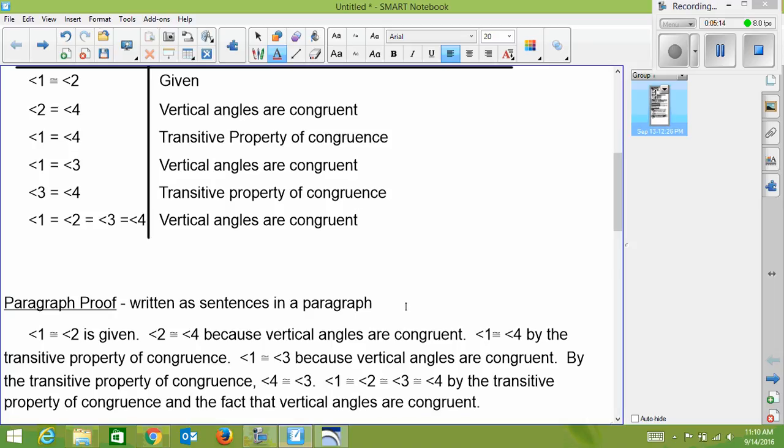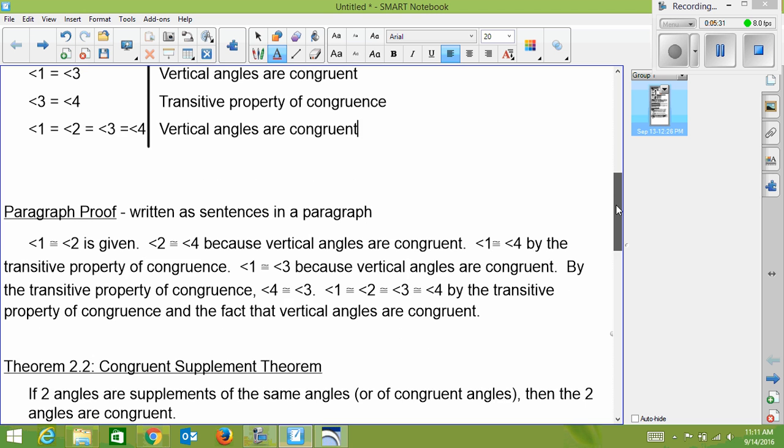Okay, so it's just written in a paragraph instead of like this. I myself prefer this 2-column proof. It's nice and orderly, and it's easy to keep track of that way, I think. So it's just another way to write a proof. There is more than one way to write a proof.